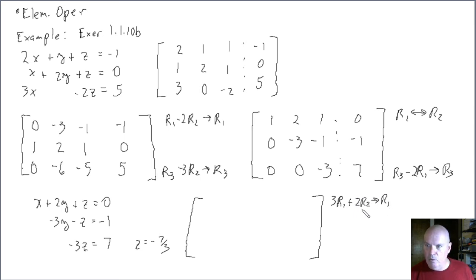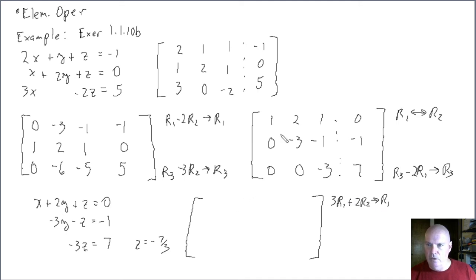And you might argue, well, that's not really an elementary operation. That wasn't one of the ones we had. And actually, you're right. I'm combining two elementary row operations on the matrix. You can think of it as replacing row 1 with 3 times row 1, and then adding 2 times row 2 to that new row 1. So this is a combination of two elementary row operations.